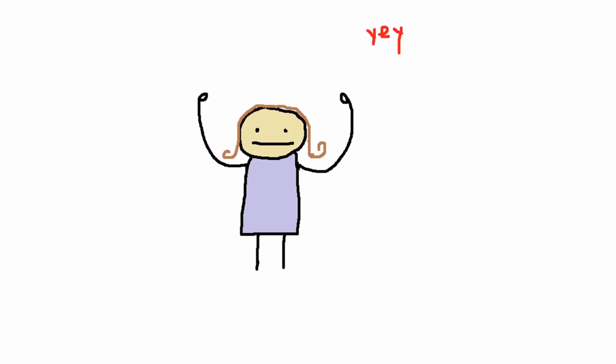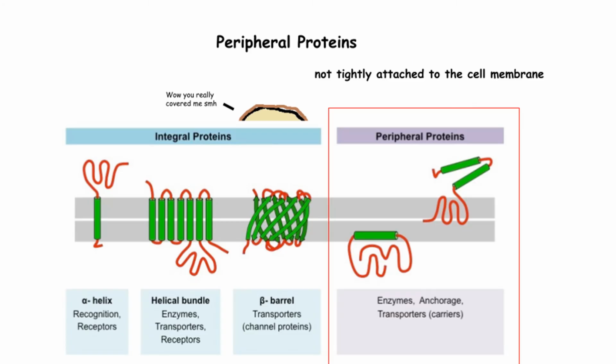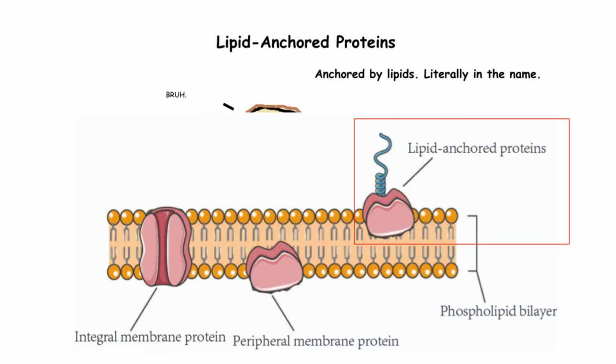The notes don't give much detail about peripheral or lipid anchored proteins, so here's my short explanation of the two. Peripheral proteins are found on the cell surface and are not tightly attached to the cell membrane. They can be easily removed, which allows them to be involved in cell signaling. Lipid anchored proteins are exactly what the name suggests: proteins anchored in the cell membrane via lipids.